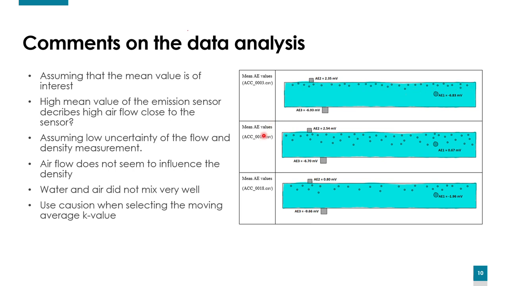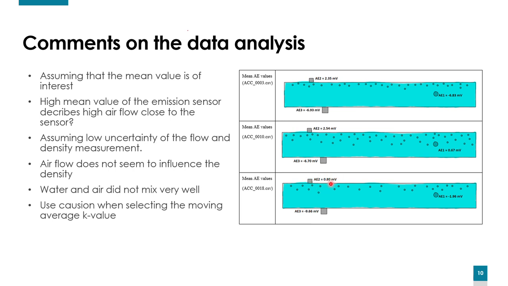If we move on to the next data set, since the value of emission sensor 2 is more or less the same, I would assume there was more or less the same amount of air at the top here. But if you look at emission sensor 1, it seems to be getting a higher value here. So I assume that the air is traveling. There's a little bit more air in the system, and now it's also detected a little bit by emission sensor 1. But it hasn't climbed all the way down to emission sensor 3 because it's more or less the same value.